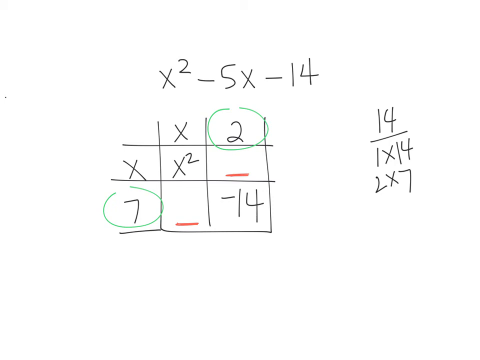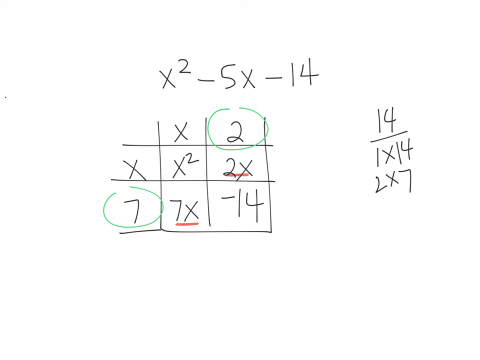So this would be 2x right here. Okay, this would be 2x. And this would be 7x. Now, 7x and 2x make 9x, which is not what we want. We want it to be -5x. So say I put the 2 negative. Now I'd have 7 and -2. 7 and -2 makes 5, which is still not what I want.